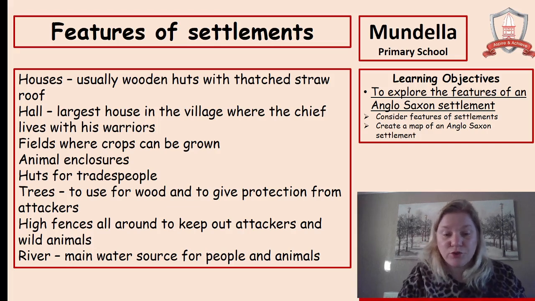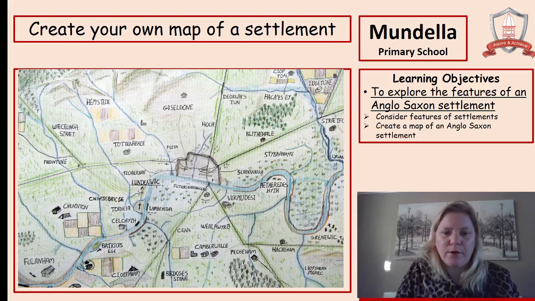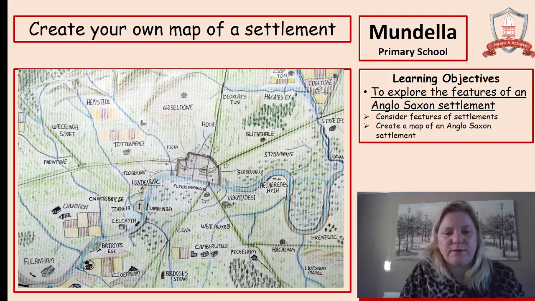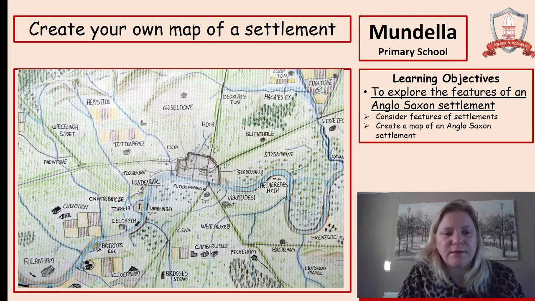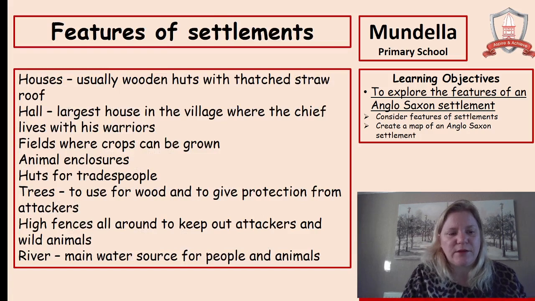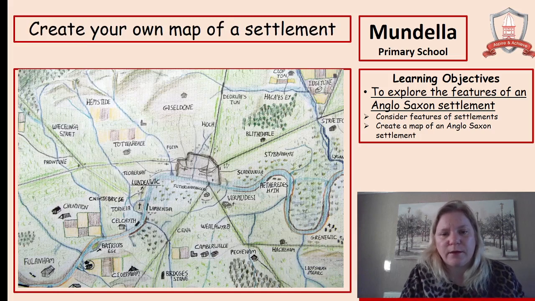So, your job for this lesson is you're going to create a map of an Anglo-Saxon settlement. And remember, it needs to have houses, it needs to have a water source. If we go back to this slide here, you'll need to mark fences, you will need to mark on where fields can grow crops and things like that. Make sure that your map contains a key so that we know what each symbol represents.